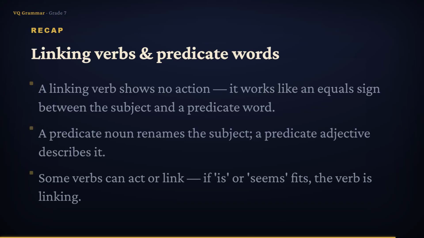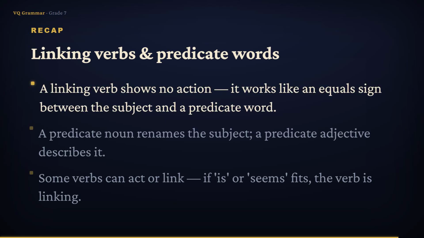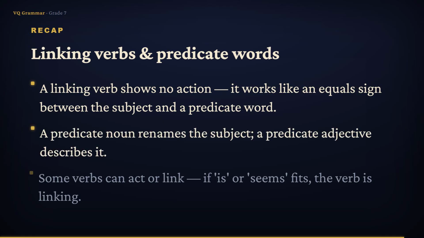Let's gather up what we learned. A linking verb doesn't show action. It works like an equal sign, joining the subject to a word in the predicate. When that word renames the subject, it's a predicate noun. When it describes the subject, it's a predicate adjective. And both can double up into compound predicate words.